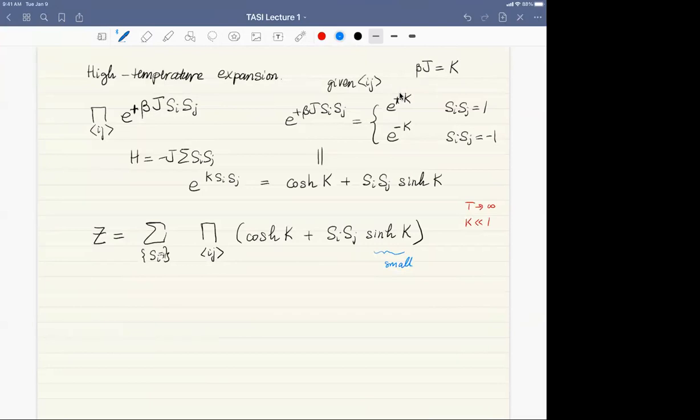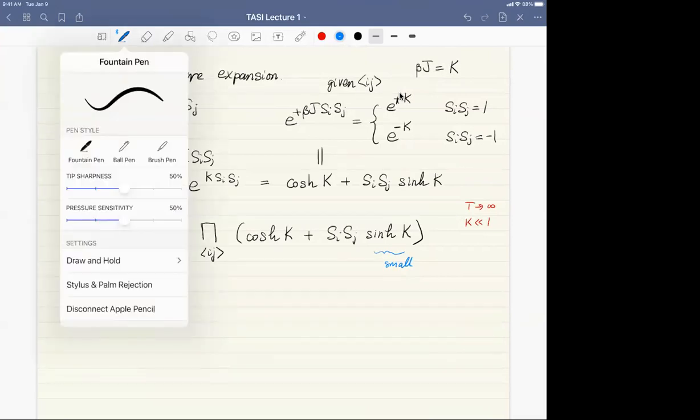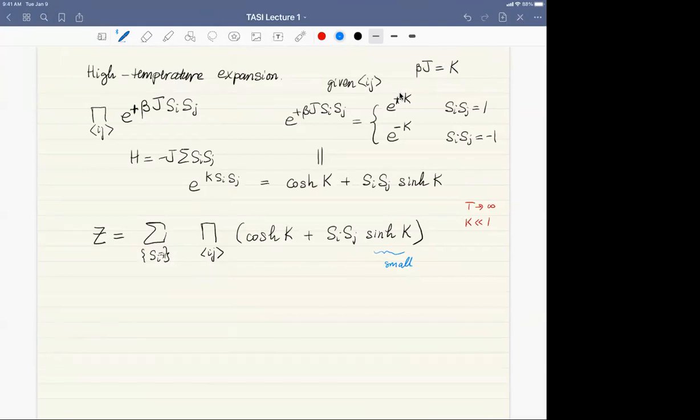Now, if we look at this product, the first term in the product would be when every factor contributes cosine of k. So we have as a baseline contribution everything is cosine of k. It's actually convenient to factor this cosine of k out. So it's cosine of k to the power of the number of links. And then the whole thing inside is the sum over s_i, product over i and j, one plus s_i s_j tangent of k.